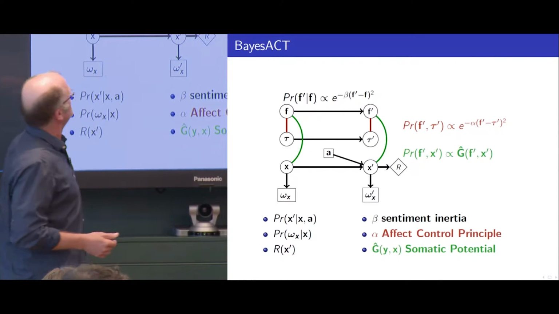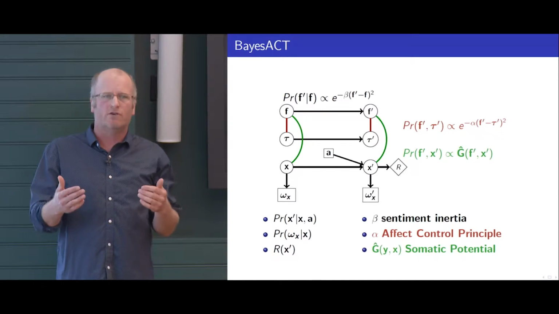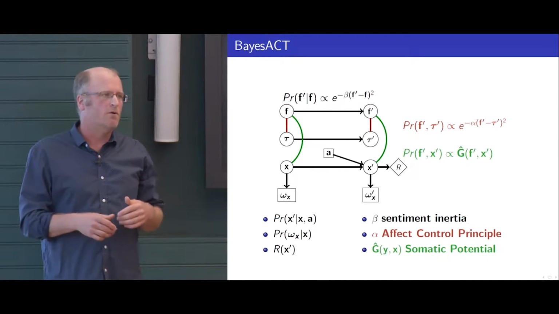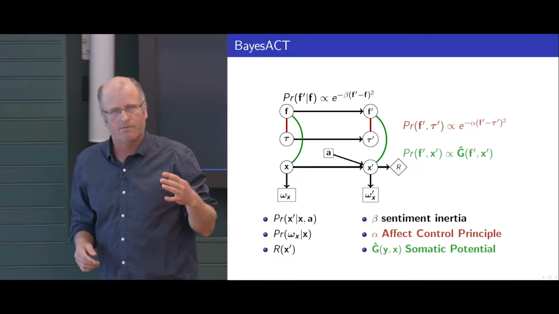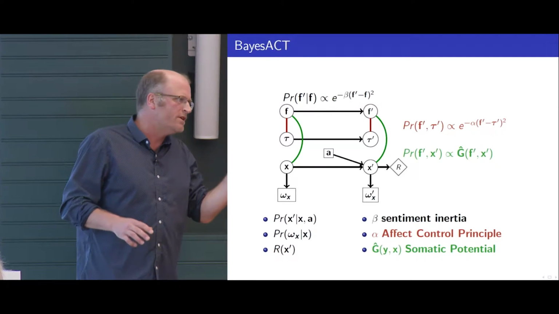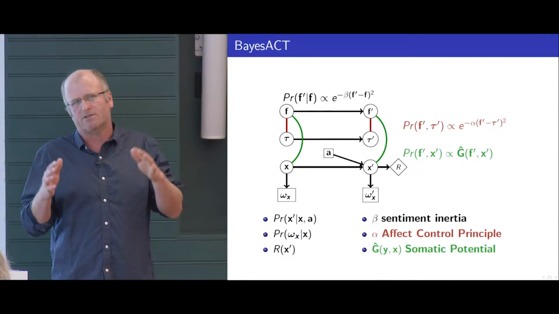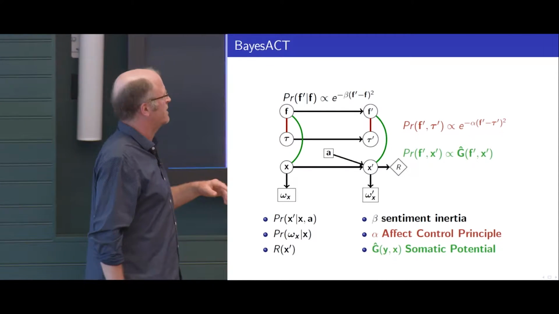The second one is that I also have a model of how fundamental sentiments change over time. Okay? And that's again a probability distribution, and it has a parameter beta. Beta is not so important for us right now because we probably believe that fundamental sentiments change very slowly. So beta will just be very small, won't have a big effect.